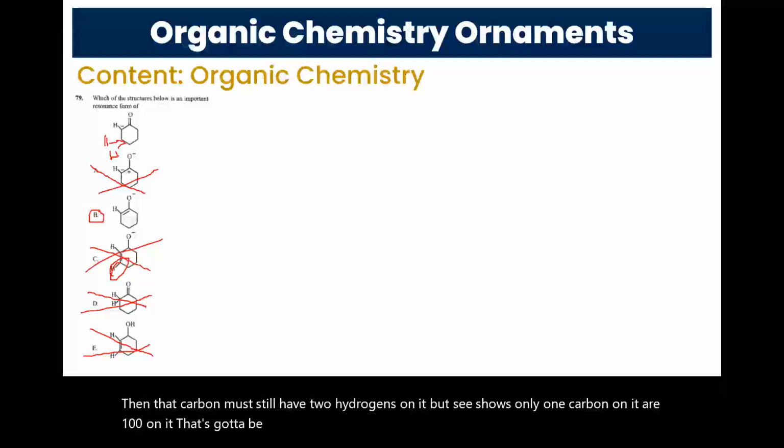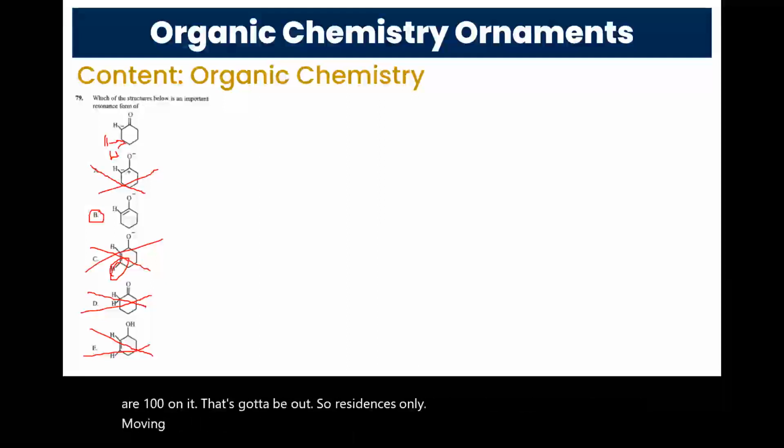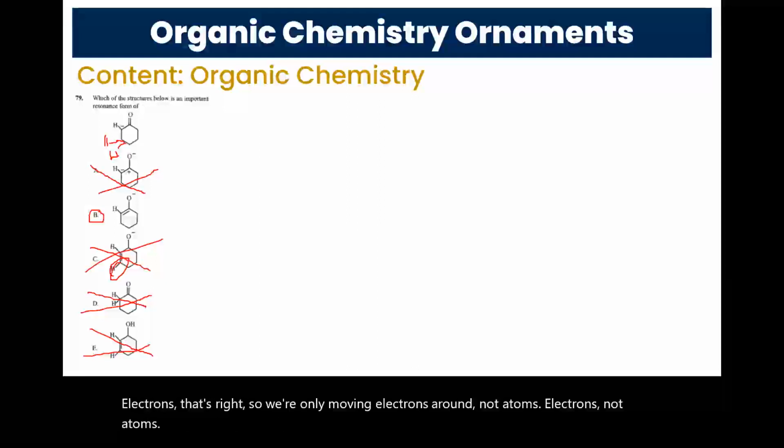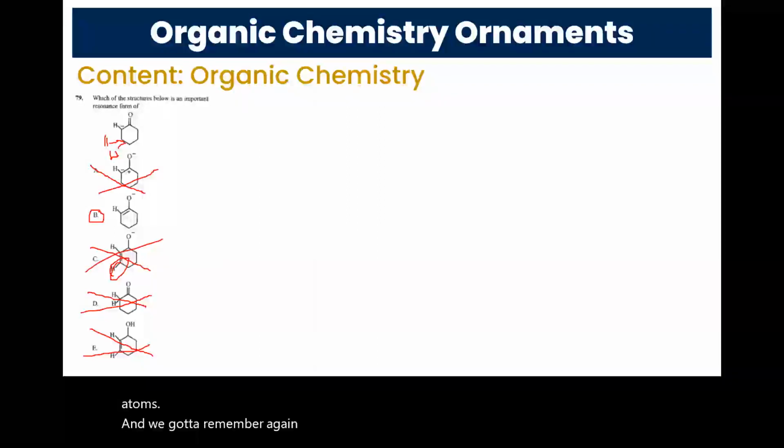So resonance is only moving what? Atoms or electrons? Electrons. Resonance is only moving electrons. That's right. So we're only moving electrons around, not atoms. Electrons, not atoms. And we've got to remember again, resonance, separation of charge. We've got to know that concept. The minimization of charge, we've got to know that concept.